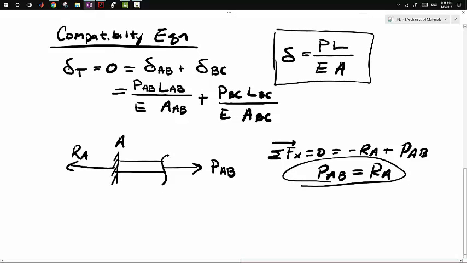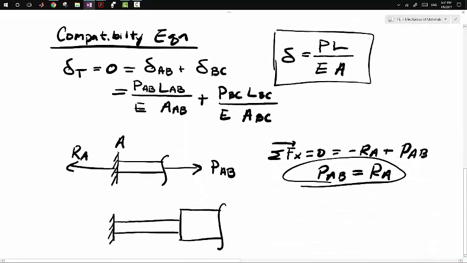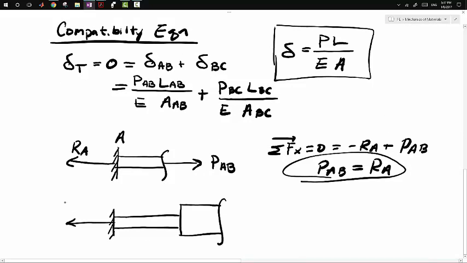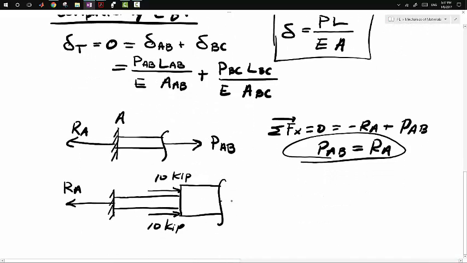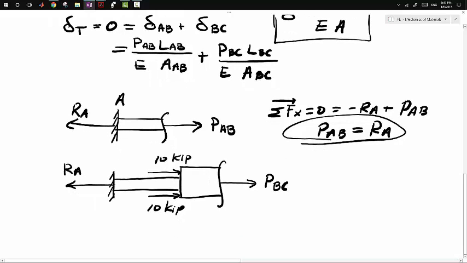So in order to find PBC, we'll have to make a cut in the rod BC. This is still the reaction at A. We have 10 kips here. We have 10 kips here. And we have PBC here, assumed in tension. So let's do sum of the forces in the x.